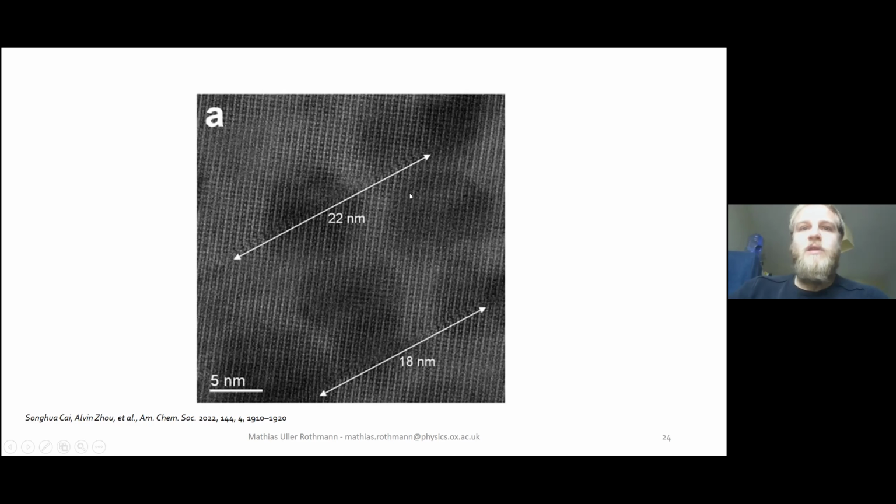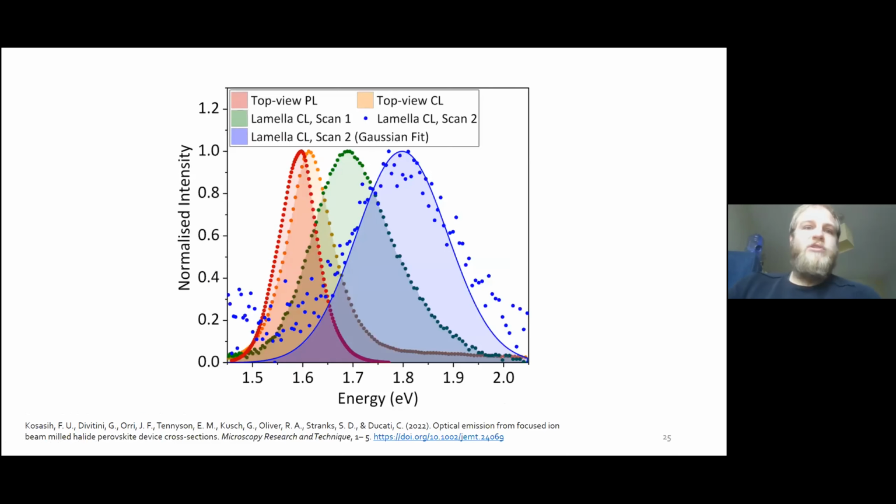And also this year, our good friends in Cambridge published a really nice little paper where they did focused ion beam milling of a device and compared the luminescence spectra. So you have the PL spectrum sitting here around 1.6. And then they measured the cathodoluminescence, which is basically photoluminescence, but instead of exciting with photons, you're exciting with electrons, and you get a spectrum. So they see that the first scan shifts the spectrum about 0.1 eV to higher energies, and the second scan shifts it another 0.1.